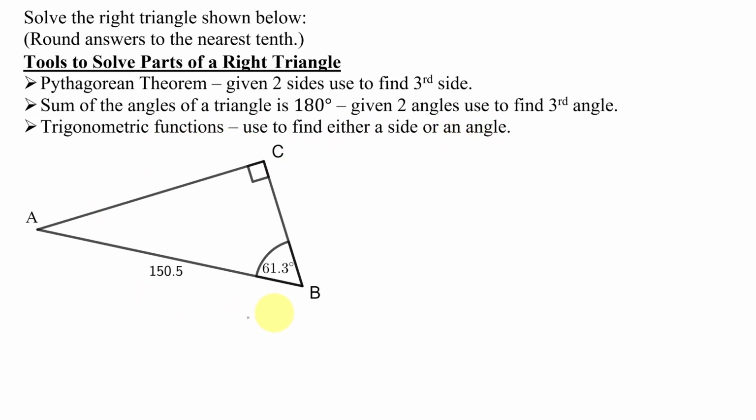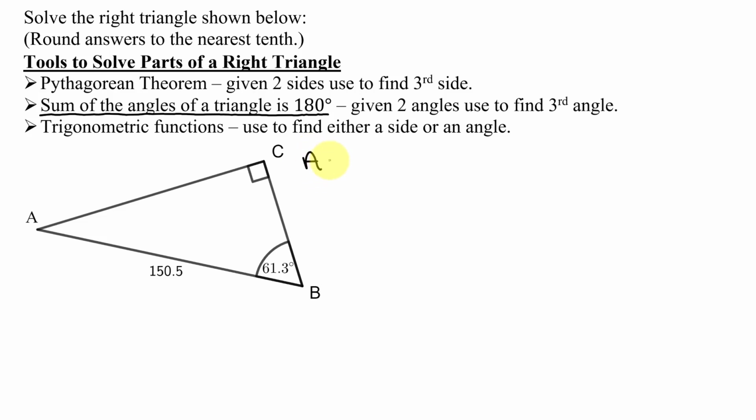Now, looking at our diagram here, what information are we given in this triangle? We know this side here. We know angle B is 61.3 degrees, but don't forget we also know the value of angle C. This symbol here means angle C is a right angle and its measure is 90 degrees. So I'm given two angles, so I can use the sum of the measures of the angles is 180 degrees to find our third angle, angle A.